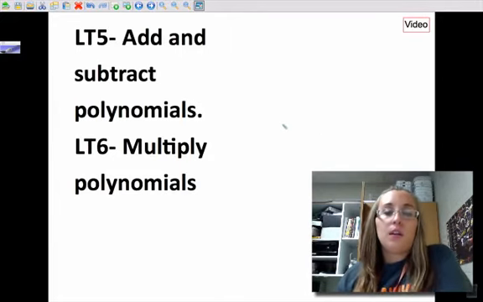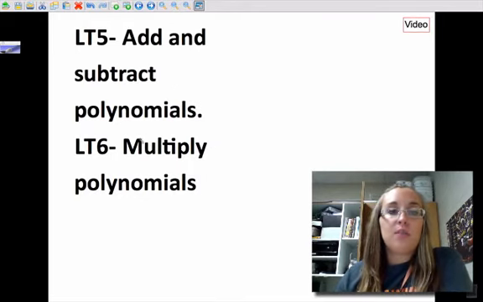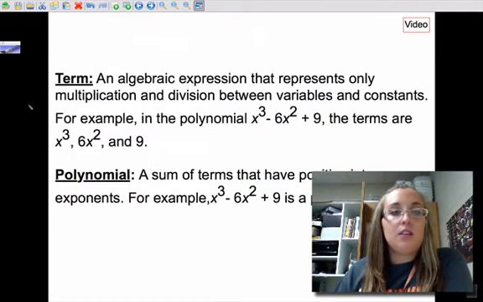In this video, we're going to talk about polynomials and what those are, and then we're going to talk about how to add, subtract, and multiply them. So this is going to be two learning targets combined together. Adding and subtracting polynomials is one, and multiplying polynomials is another. So first, let's just get some definitions out of the way.